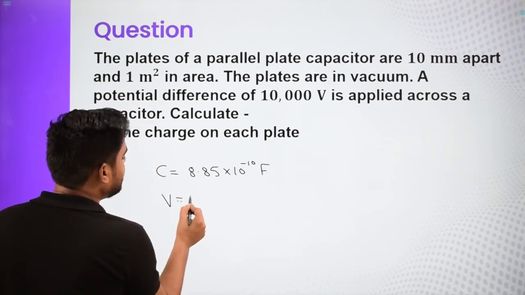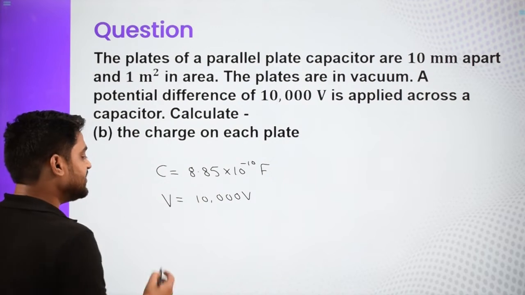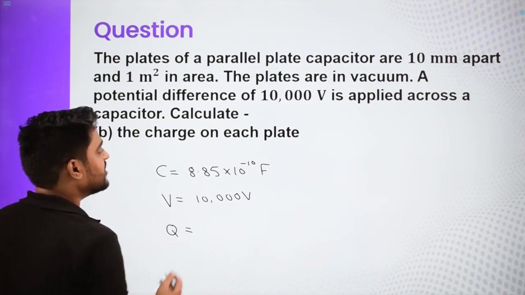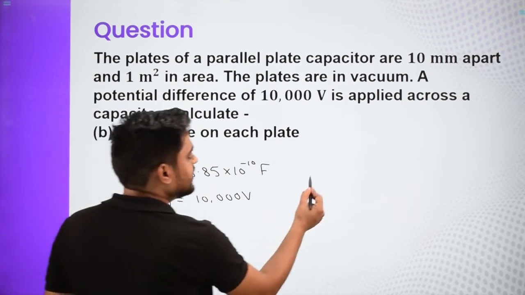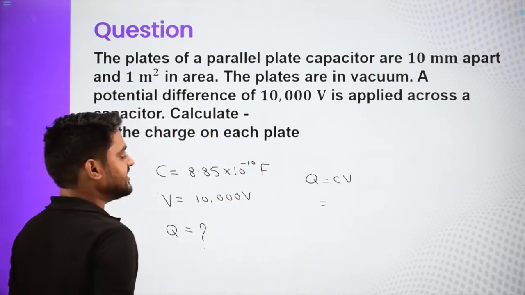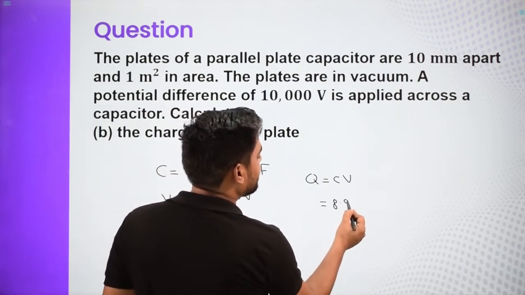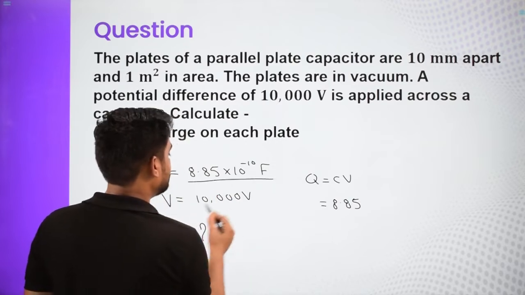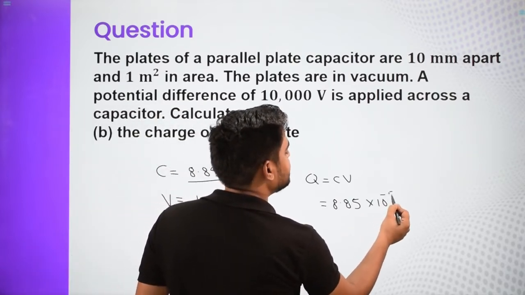The V was already given as 10,000 volts. Now I just need to get the Q, the charge on each plate. This is given by Q is equal to CV. Once we multiply these two quantities, with V being 10 raised to 4, I'll get 8.85 into 10 raised to power minus 6 coulomb.